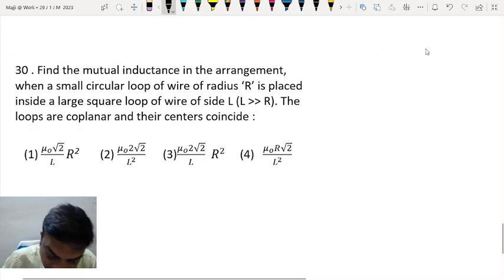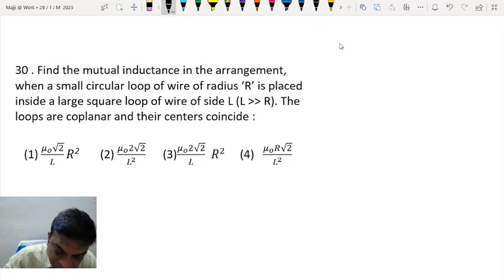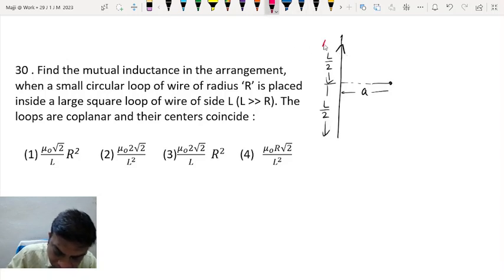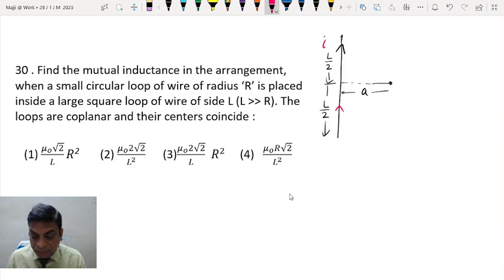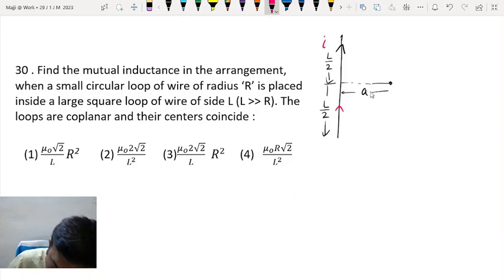Now, students, first of all, let us do one thing. Let us calculate the magnetic field at a distance, let us say A, and let us say these distances are L by 2 each. There is a current carrying wire. This is also L by 2, let us say.